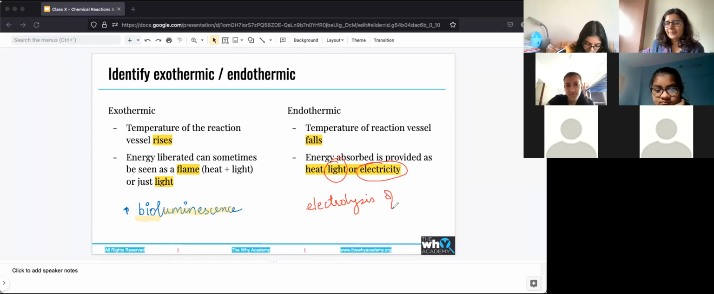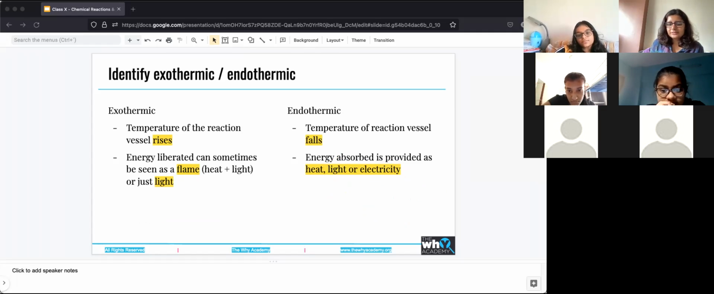Ma'am, it was supposed to be in a portion, but then they cancelled it out. Okay, no issues. We will be coming across it; we'll be studying electrolysis also. So there are lots of reactions where you take a vessel, pass electricity through it, and there's a chemical reaction that happens in that vessel.